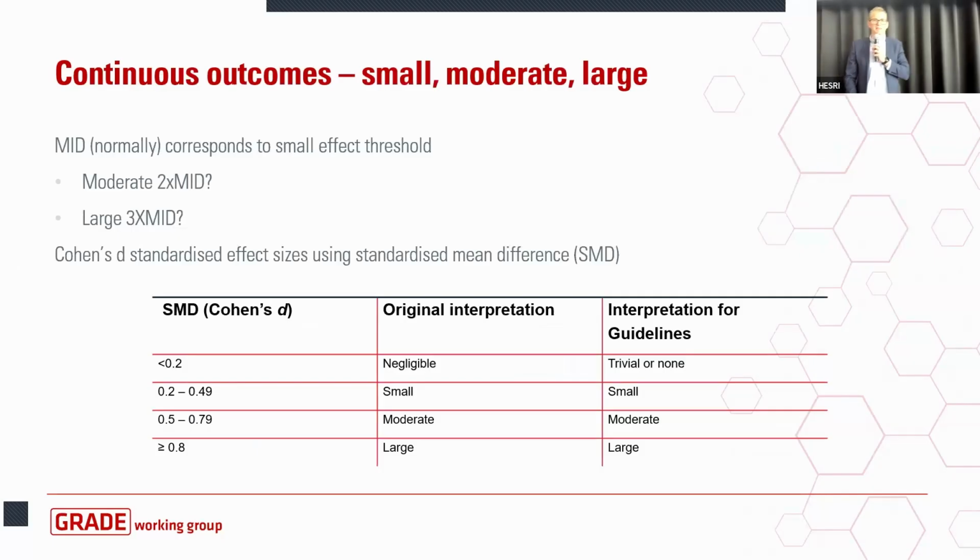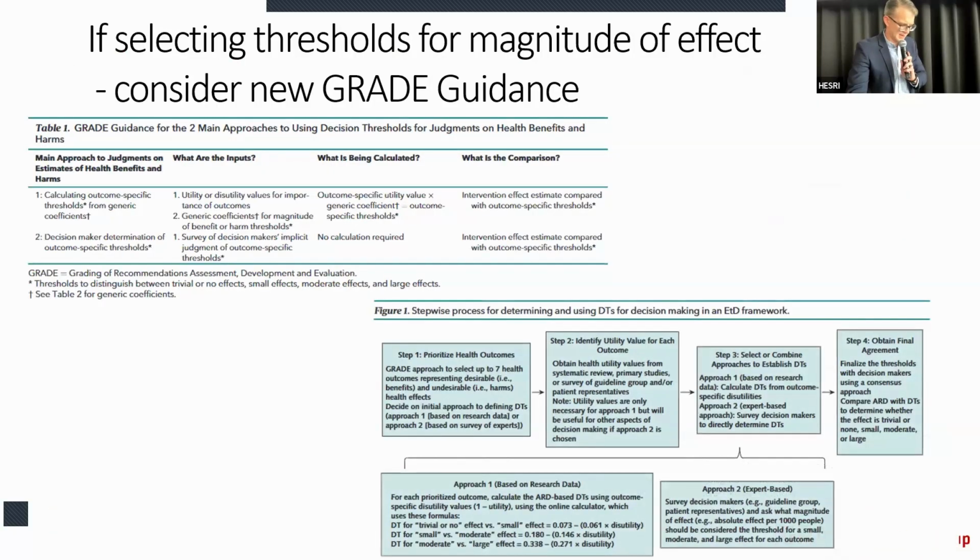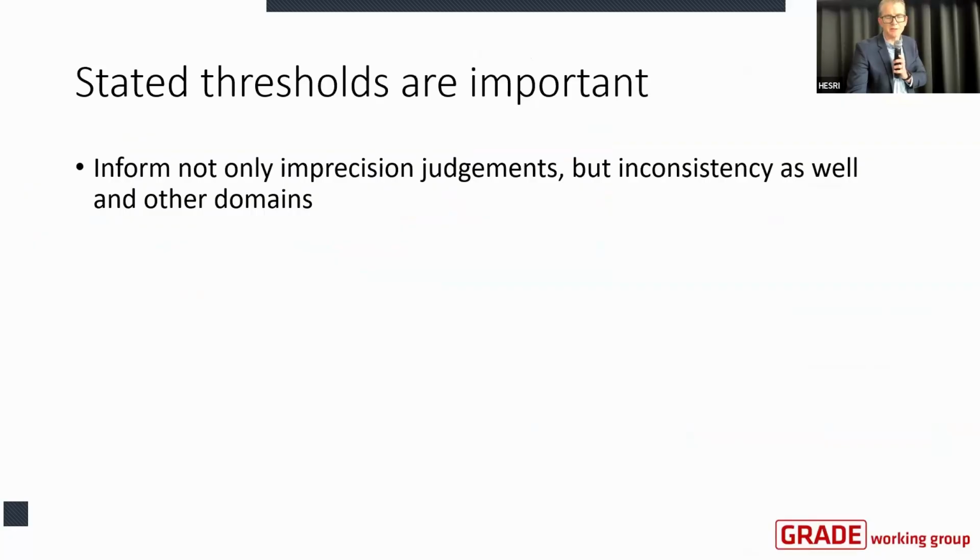Okay, all right. And then what can we do for continuous outcomes? Well, if there are empirically derived MIDs, we could use this because the MID should correspond to a small effect. Or we could use the standard effect size interpretation of 0.2, 0.5, 0.8, for example. But also you discuss it with your panel and your context. Okay, so that is some of the guidance about thresholds.